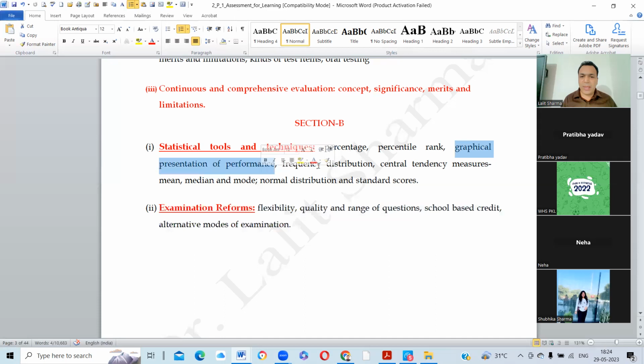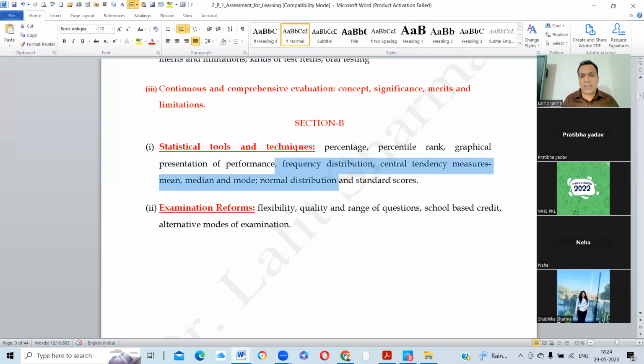Graphical presentation is given, frequency distribution, central tendency. Under central tendency, there are three measures: mean, median, and mode. And then normal distribution or standard score. Okay, if you have a copy and pen, you can underline and note down whatever I'm discussing, right guys? So guys, what will happen? The examiner can ask questions from measures of central tendency, mean, median, and mode. Okay, normal distribution, a question came last time.